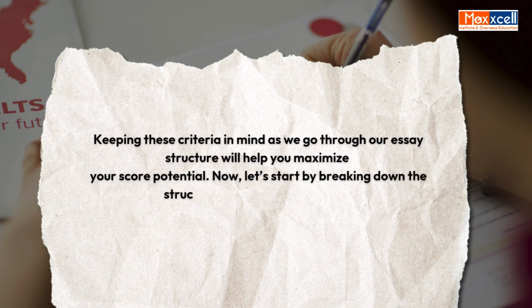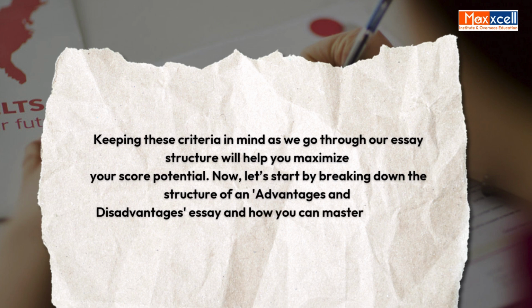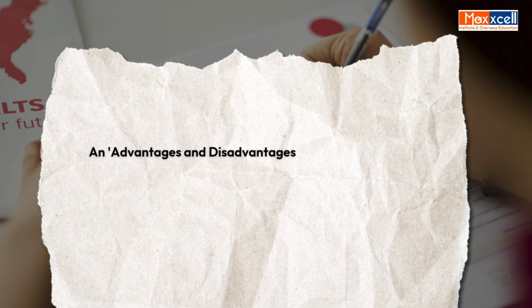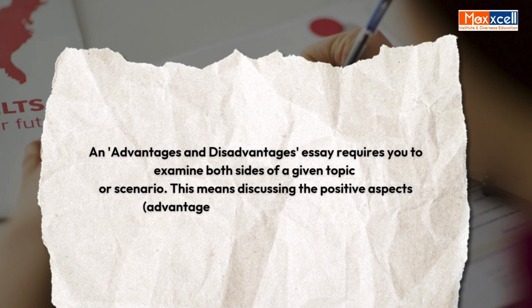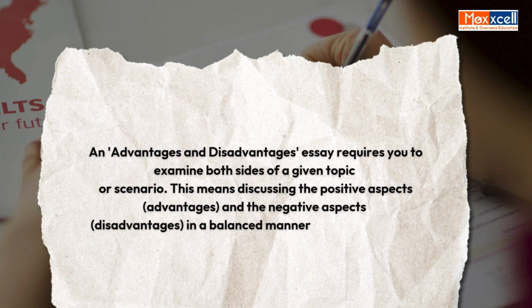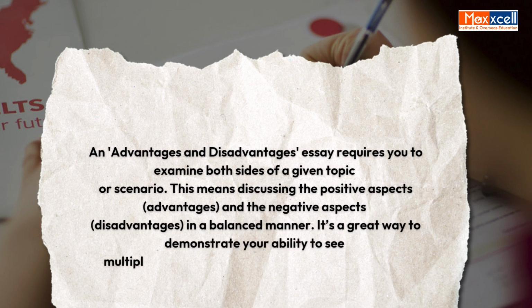Now, let's start by breaking down the structure of an advantages and disadvantages essay and how you can master this task. An advantages and disadvantages essay requires you to examine both sides of a given topic or scenario. This means discussing the positive aspects, advantages, and the negative aspects, disadvantages, in a balanced manner. It's a great way to demonstrate your ability to see multiple perspectives and articulate these in writing.